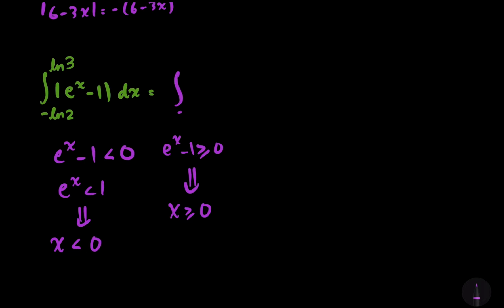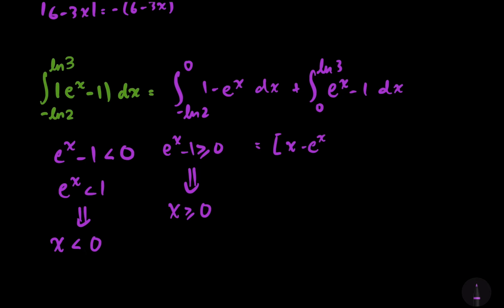This becomes the integral from the negative natural log of 2 to 0. Over this interval, e to the x minus 1 is negative, and hence we have to take the negative of it when we apply the absolute value. So negative e to the x minus 1 dx, I can just write that as 1 minus e to the x, plus the integral from 0 to the natural log of 3 of the positive version, which is just e to the x minus 1 dx, and then we can just go ahead and integrate. So this will become x minus e to the x. We're evaluating that from the negative natural log of 2 to 0.